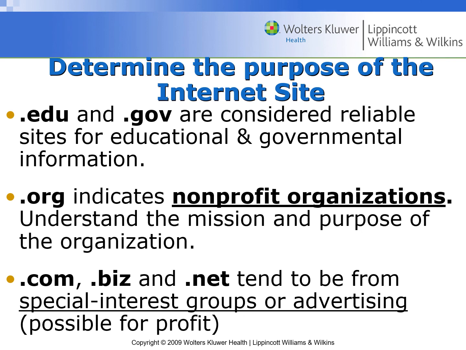So determine the purpose of the internet site. If you see a site that says .edu or .gov, they're considered reliable sites for education and governmental information. .org indicates a nonprofit organization. You need to understand the mission and purpose of the organization. .com, .biz, and .net tend to be from special interest groups or advertising, possibly for profit. So that is a wrap-up for Chapter 2.